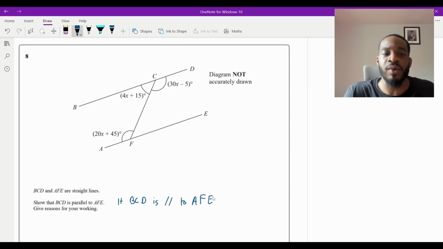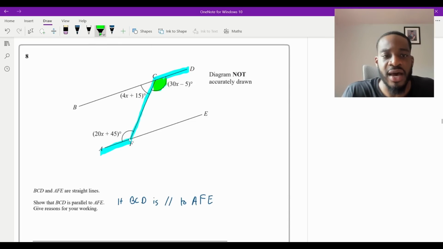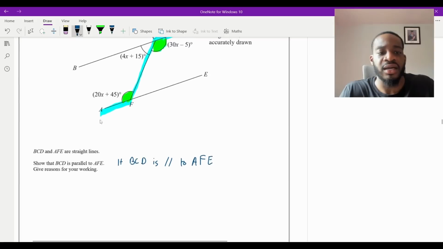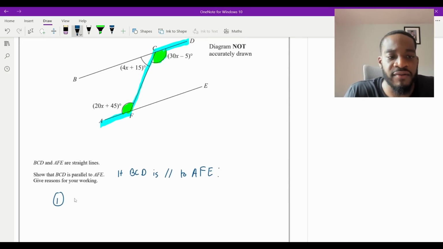So let's look at our problem. What do we have here? Well, if you look closely, this angle 30x minus 5, if I draw a backward Z like that, then we can see that these two angles, if they are parallel, are alternate. Let me put these angles in green. So number 1, starting at the top, angle DCF. What do we know about alternate angles? They're the same, so those will have to be equal. Angle DCF will equal angle AFC, and I'll put in brackets alternate angles.